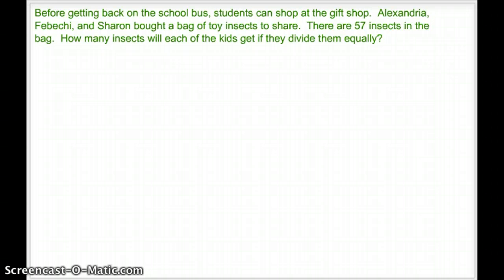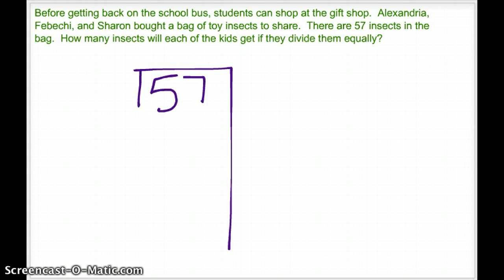Let's try another one. Before getting back on the school bus, students can shop at the gift shop. Alexandria, Fabechi, and Sharon bought a bag of toy insects to share. There are 57 insects in the bag. How many insects will each of the kids get if they divide them equally? Okay, I have 57 toy insects and 3 students who want their fair share. Would it be sensible for me to draw 57 bugs and then sort them into groups of 3? No. Let's use multiplication to divide.